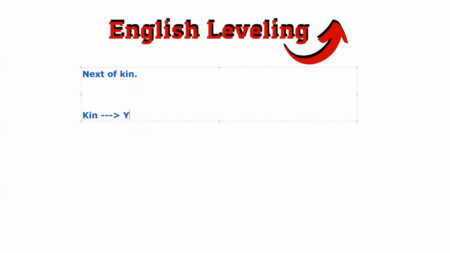Kin means your family or relatives. So it's a very straightforward meaning, right? Kin means your relatives, it means your family. Okay, so with that in mind, what does next of kin mean?